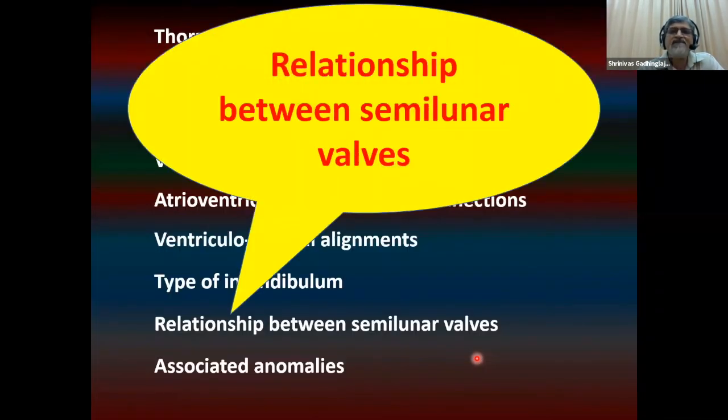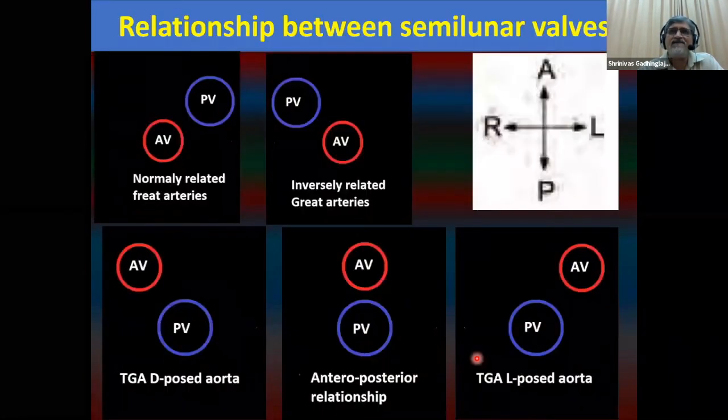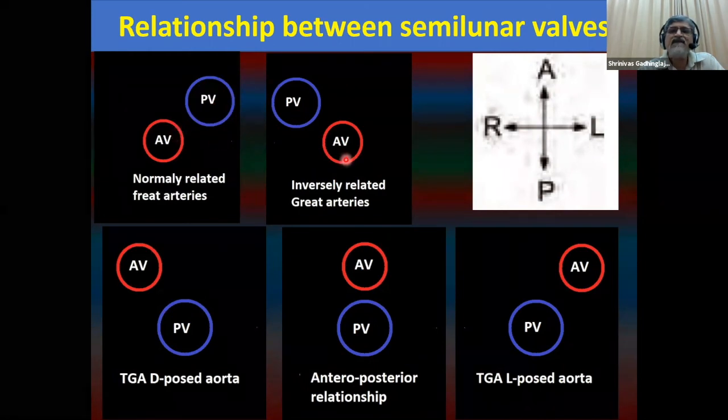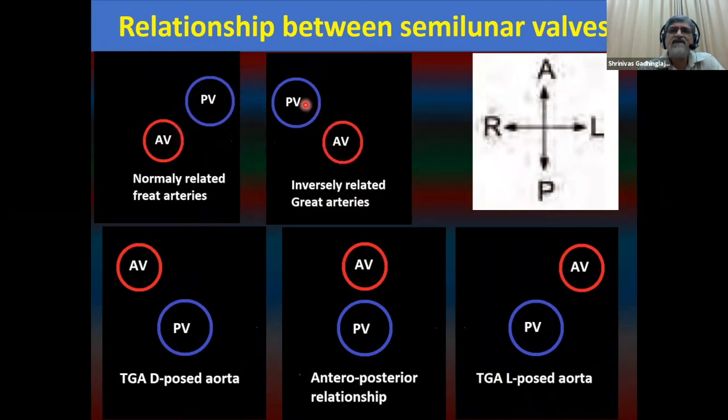Now, the next is the relationship between the semilunar valves, that is the pulmonary valve and the aortic valve, or basically the great vessels they are committed to. In normally related great vessels or valves, you can see the pulmonary valve is usually superior, anterior, and to the left of the aortic valve. Whereas in inversely related great arteries, it is still superior, but on the right side of the aortic valve. What happens in the DTGA, or what is called the D-pose aorta? The aorta is now anterior and superior, while the pulmonary artery is posterior.